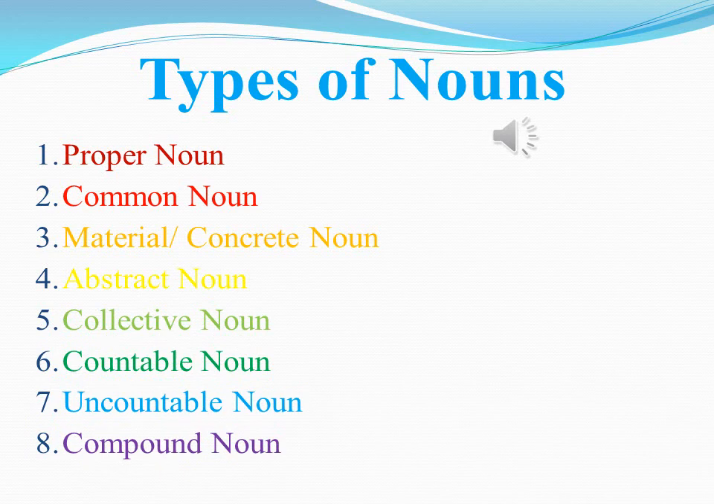Following are the types of nouns. 1. Proper noun. 2. Common noun. 3. Material/concrete noun. 4. Abstract noun. 5. Collective noun. 6. Countable noun. 7. Uncountable noun.